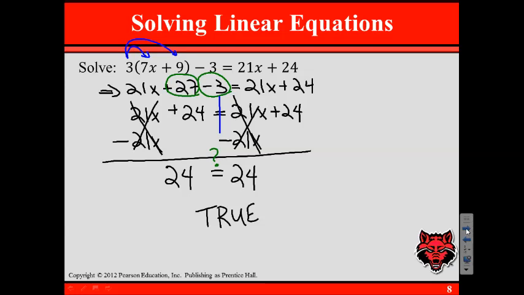And in a situation where the equation always works, we say that the equation has all real number solutions. Sometimes we may say it has infinitely many solutions. Either way, we could use any real number in place of x, and it would still be true every single time.